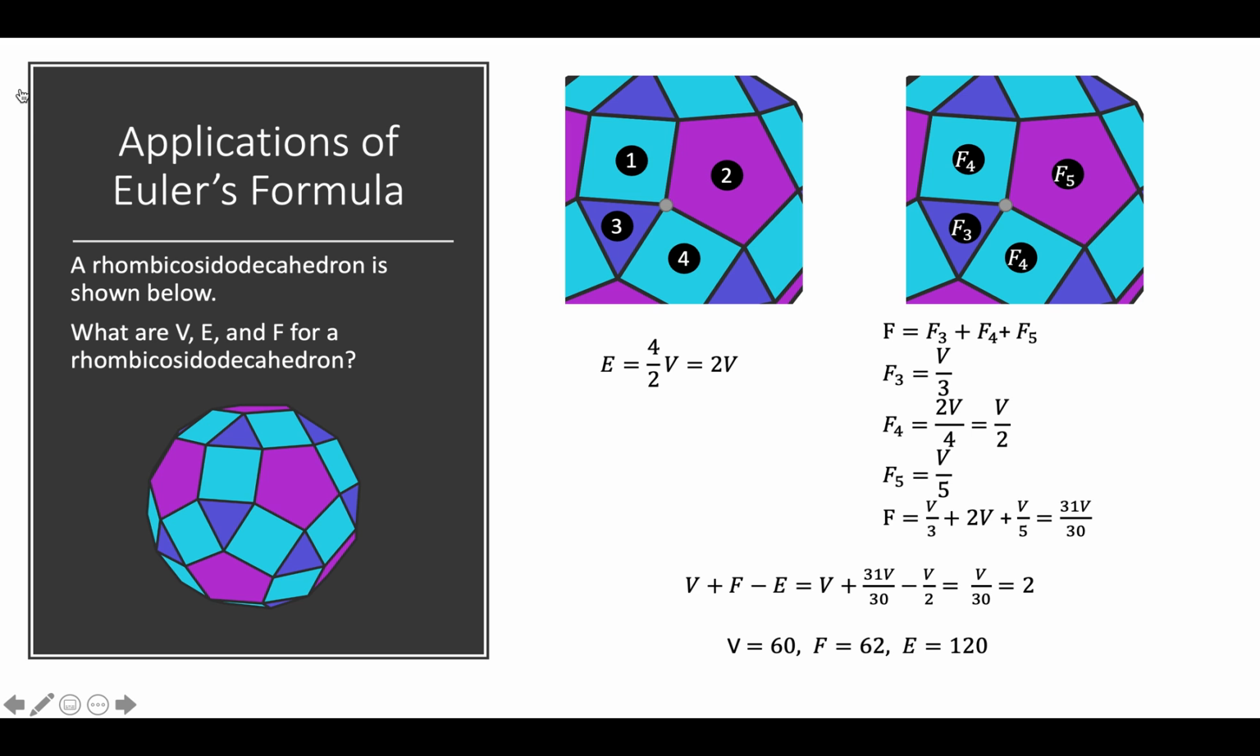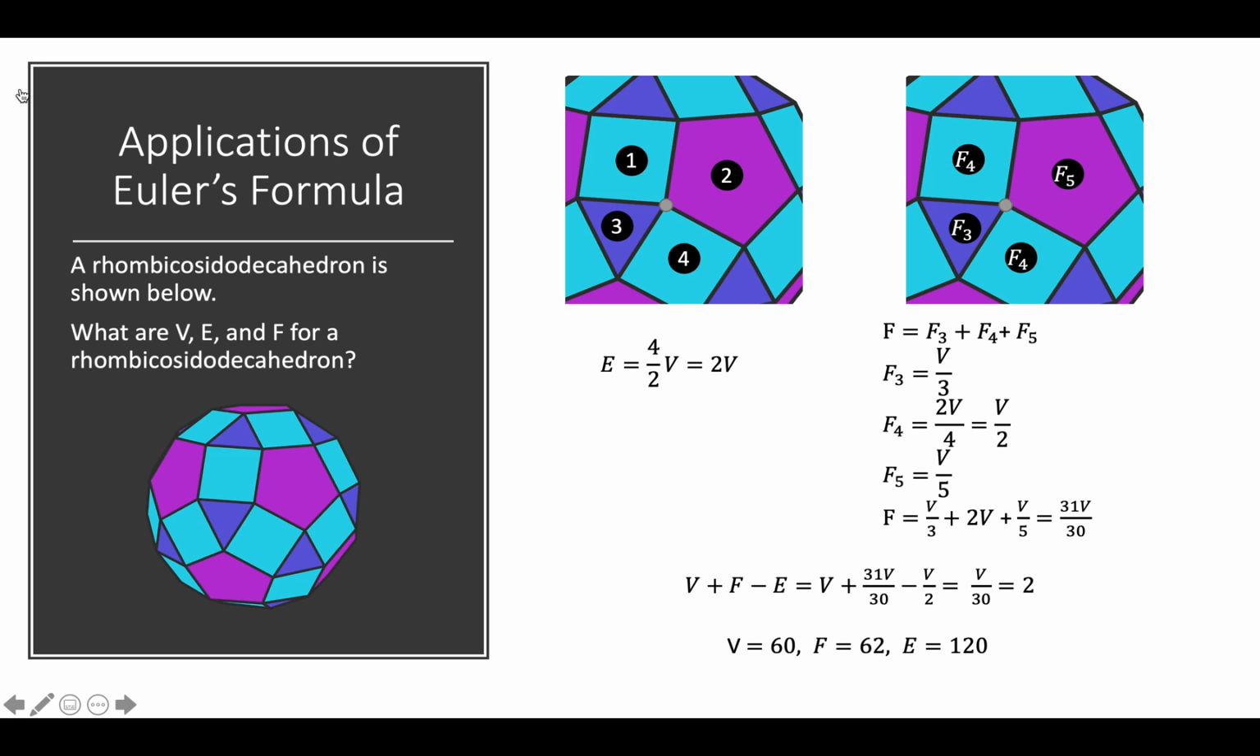Okay, so now this is where Euler's formula comes in. So we have V plus F minus E, we just make our substitutions because we know what E is in terms of V and we know what F is in terms of V. We simplify, we get V over 30 equals 2. Multiplying across, we get V equals 60.